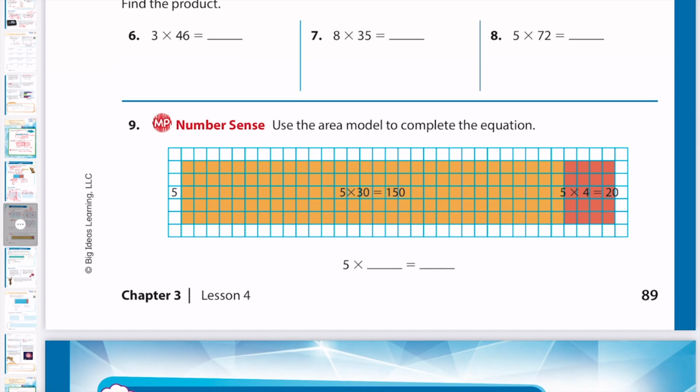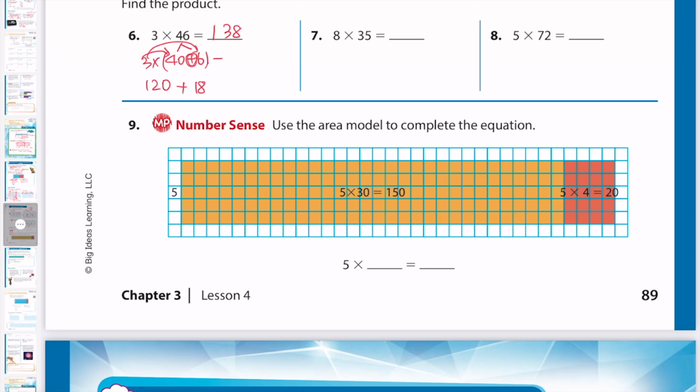Now find the product. Since we are not going to draw the model, I'm going to split them and then add. So now 3 times 40 plus 6. I'm going to distribute this. 3 times 40 is 120, sorry. Plus, distribute, what is 3 times 6? 18. So this means 138. You got it? All right.